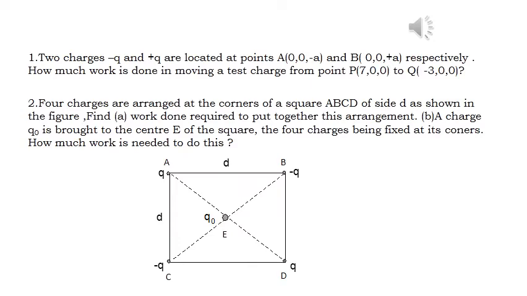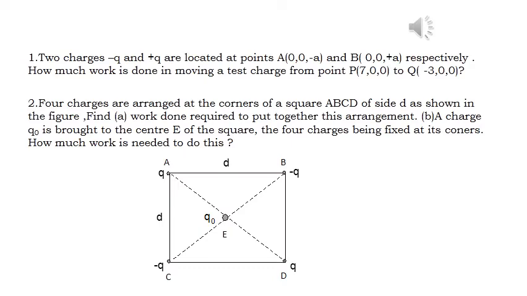The first question: two charges minus q and plus q are located at points A of 0, 0, minus a and B of 0, 0, plus a. That is, 2 points on the z axis, one on the negative z, the other on the positive z axis respectively. How much work is done in moving a test charge from the point P of 7, 0, 0, that is a point on the x axis, to another point, minus 3, 0, 0, on the negative x axis.